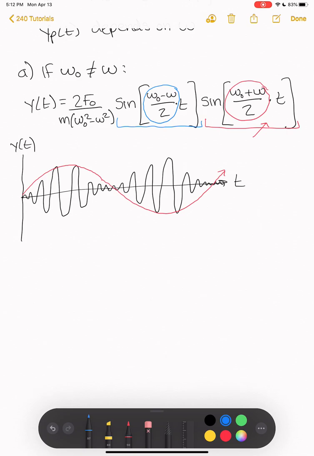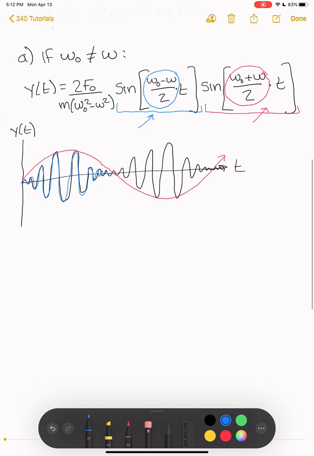And then this part here corresponds to this part of the solution. So we have these weird little pockets of waves that are moving around, and they're oscillating in two different ways defined by these two sine functions. So this is one of the cases we can have. We can have this cool little system that looks like this.